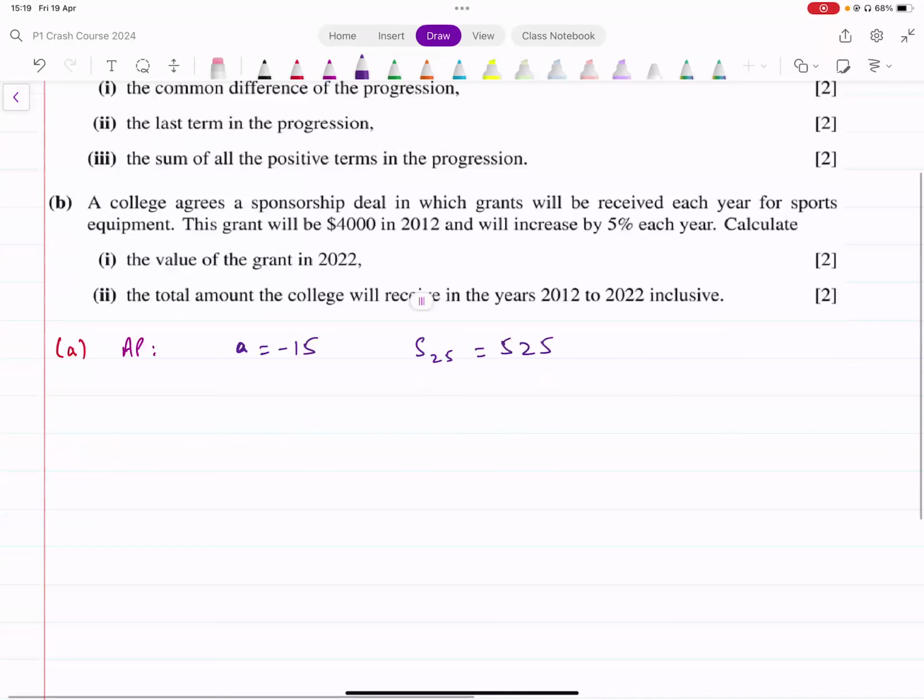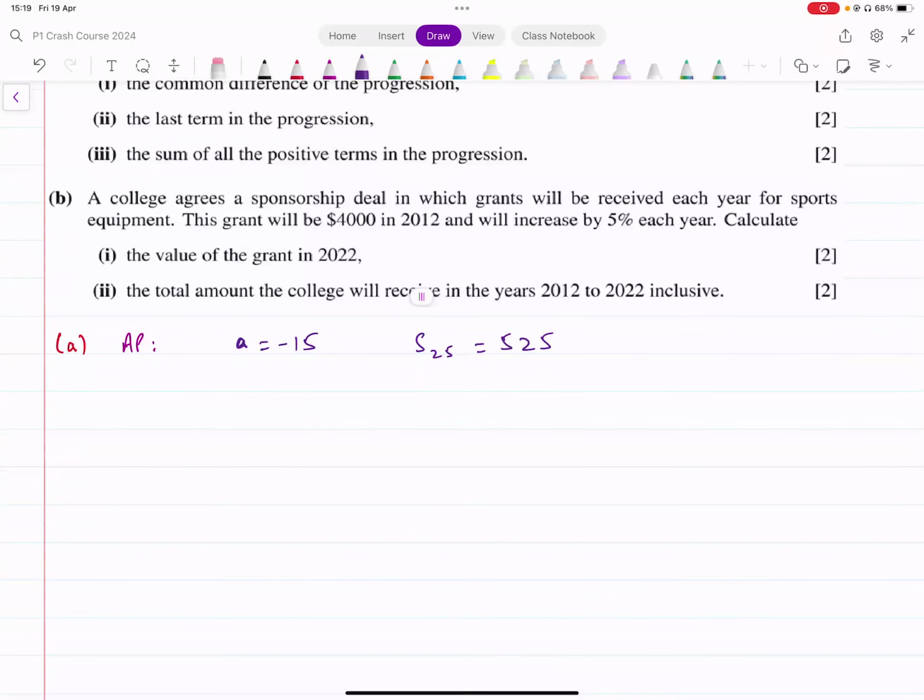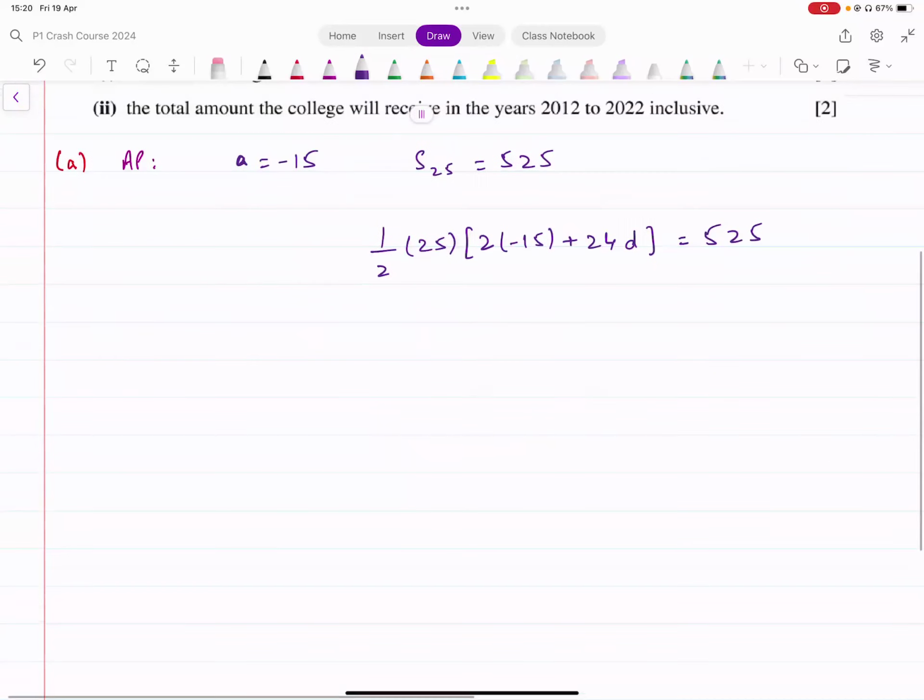Okay. How do you do that? You've got the sum given, so we can use the sum formula. Half into n, the value of n is 25, into 2 times a, that means 2 into minus 15, plus n minus 1, that's 25 minus 1, 24, into the difference, which we have to find out. This equals 525. You get this equation, you can solve this to find the value of D.